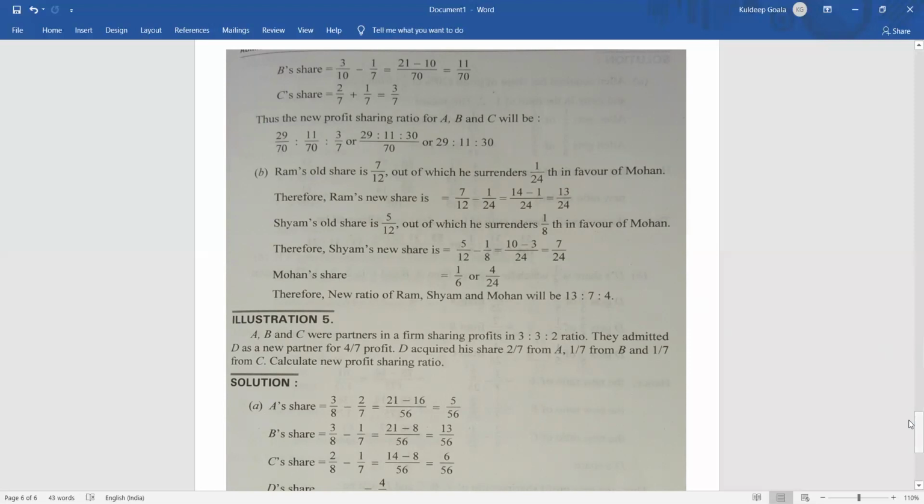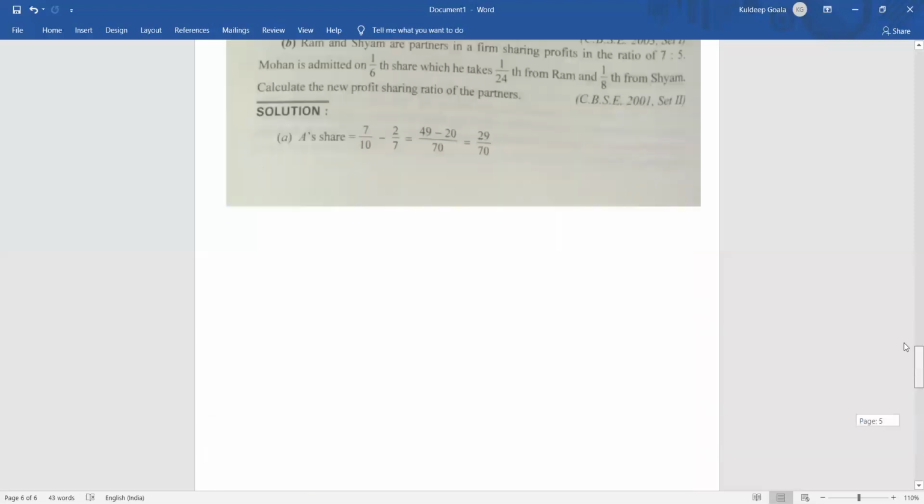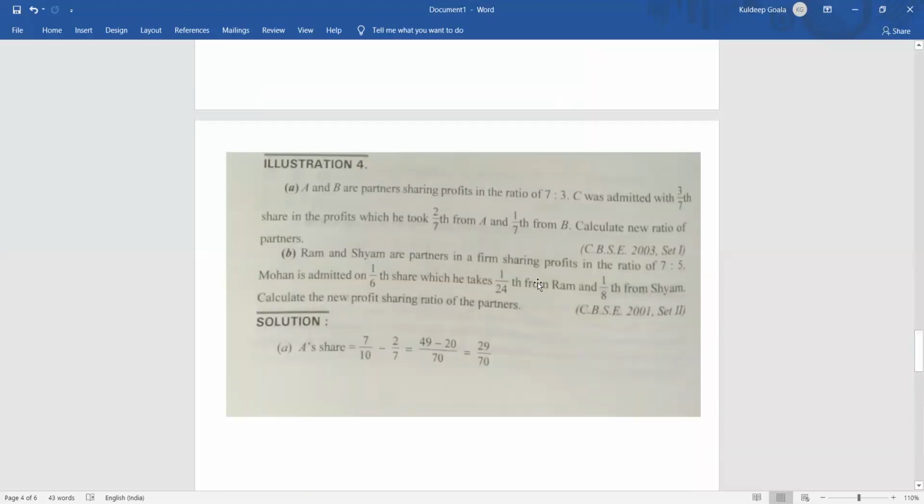Very simple. So what you are going to see here is that when you find out the sacrifice, you can see the sacrifice of Ram was 1/24, Sham was 1/8. Just make the denominator same. If you take 8 and want to convert it into 24, you have to multiply by 3. So numerator and denominator both will be multiplied by 3. So the sacrifice ratio will be 1:3. Now let's take the next question.